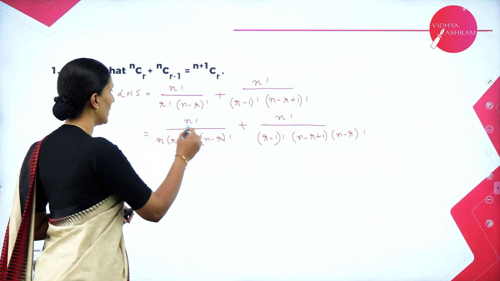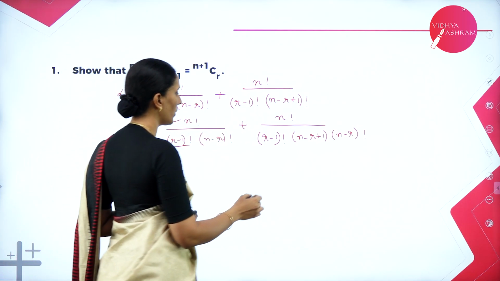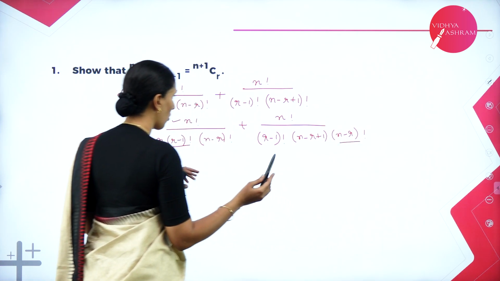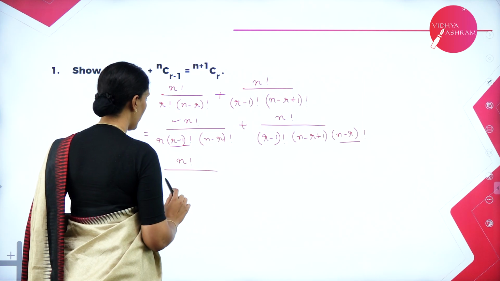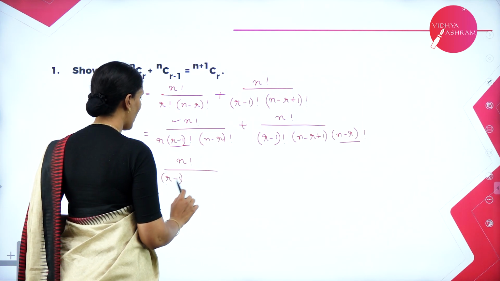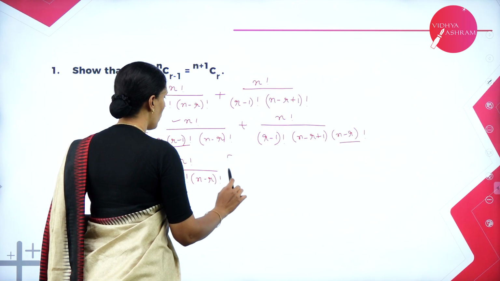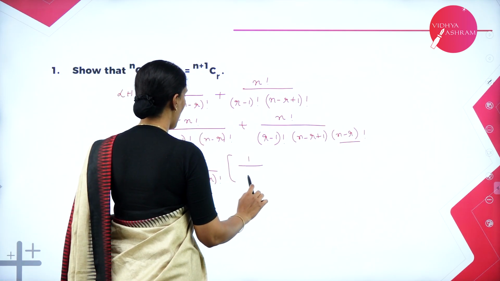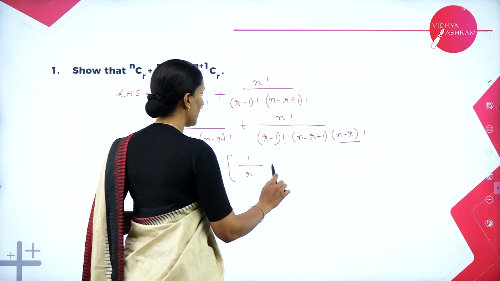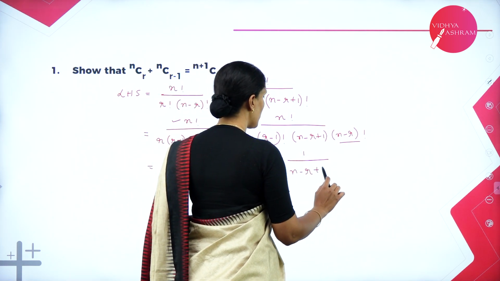So we can see that in both the terms, N factorial, R minus 1 factorial and N minus R factorial are common. So let us take them out. So N factorial divided by R minus 1 factorial into N minus R factorial. What is remaining here? We have 1 divided by R, and here we have 1 divided by N minus R plus 1.